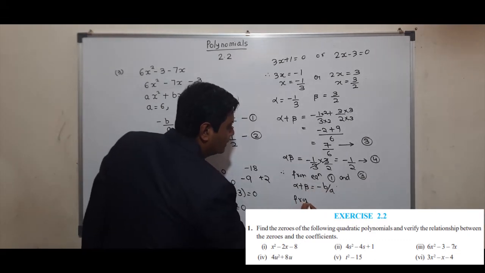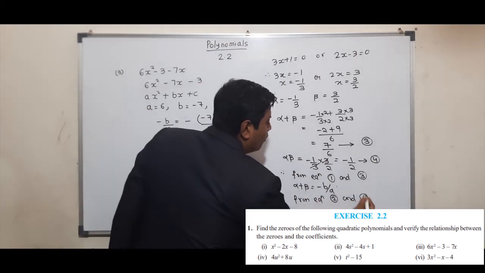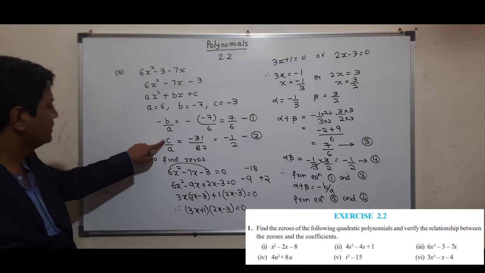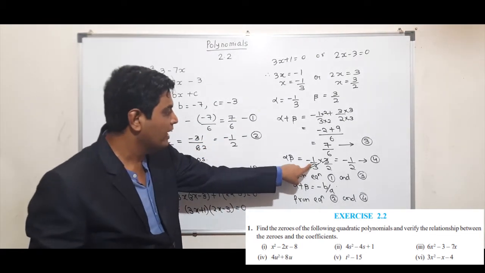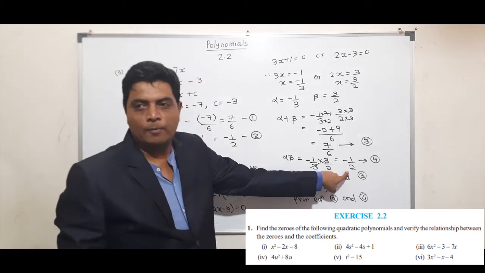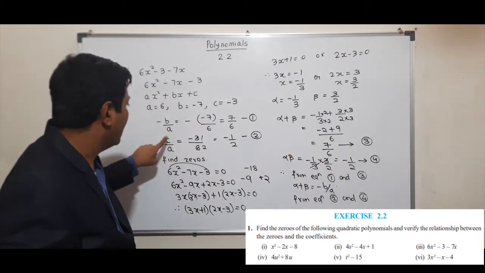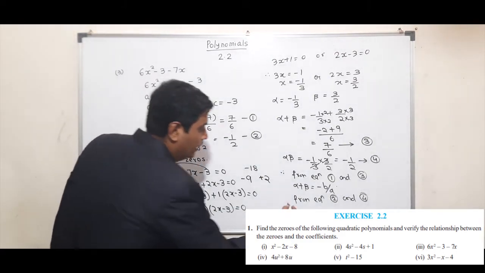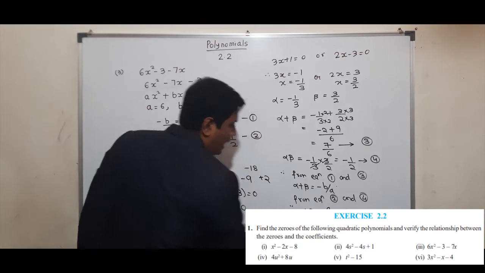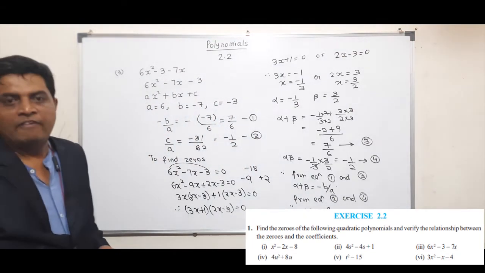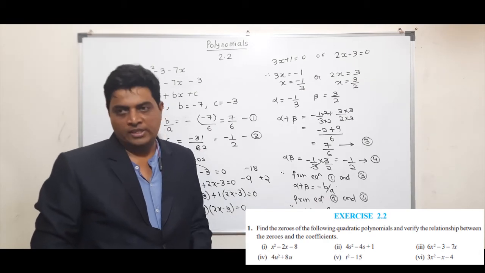And from equation 2 and 4, what does equation 2 say? C upon a is minus 1 upon 2. And what does equation 4 say? Alpha into beta is minus 1 upon 2. So both are minus 1 upon 2. That means alpha into beta is equal to c upon a. Hence we have verified the relationship between the zeros and the coefficients.